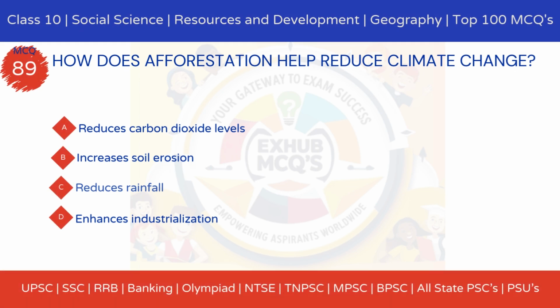MCQ 89. How does afforestation help reduce climate change? Option A, reduces carbon dioxide levels. Option B, increases soil erosion. Option C, reduces rainfall. Option D, enhances industrialization.